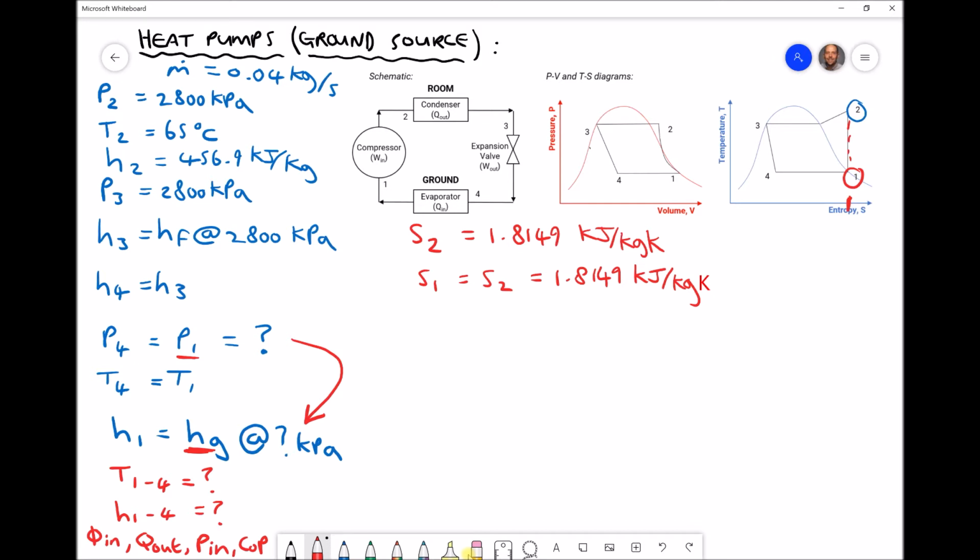Once we find P1, we can find H1, and we can also use that pressure and entropy value to find T1. So the important thing here is we're no longer using the superheated tables, we're using the saturated tables. And the other important thing is that we're looking up an entropy value at or close to 1.8149. So let's return to the tables for R410A, and then we're going to use that information to find T1 and H1.